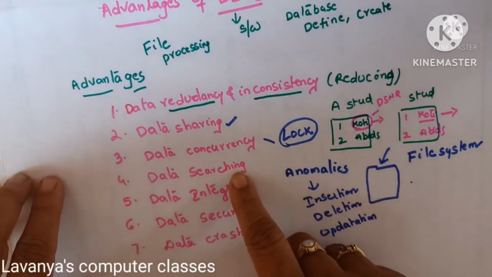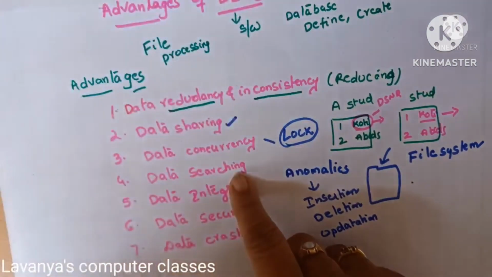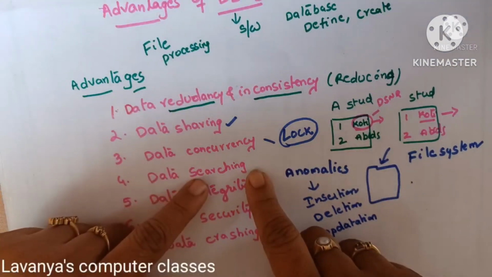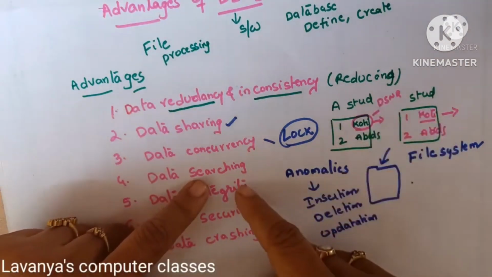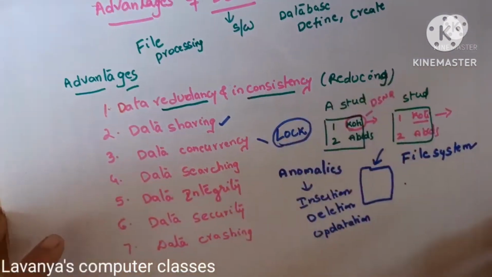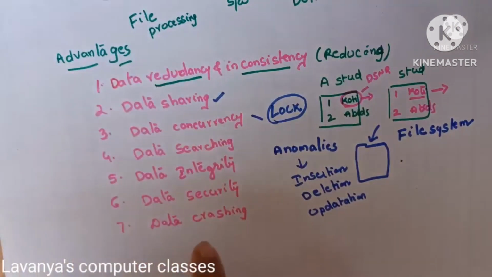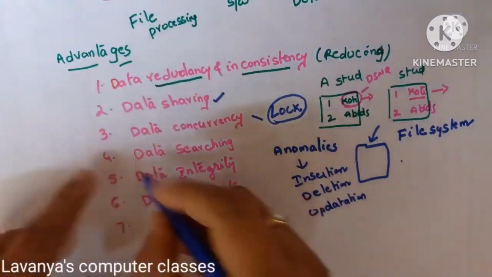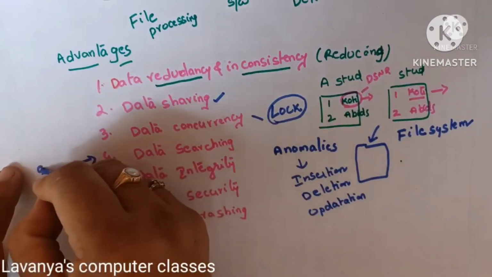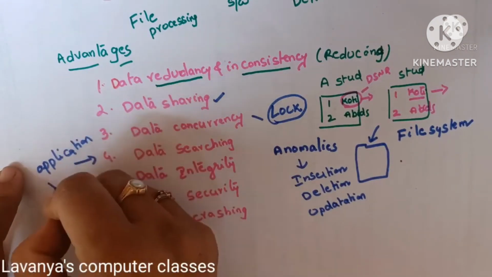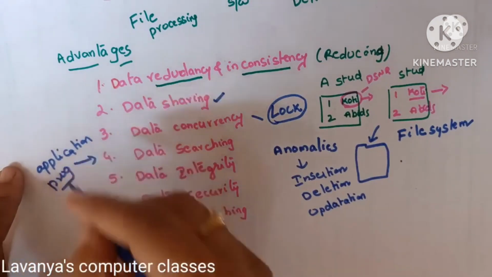Next one is data searching. Why are you storing data? What does database mean? A collection of information stored in one place. For what purpose are you storing the data? For any future reference, if you want to use or search any database, that is called data searching. But in the file processing system, you have to write a different application program for searching the data, which takes some time.